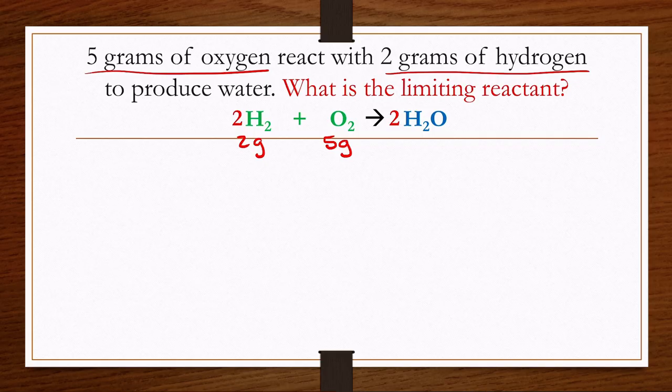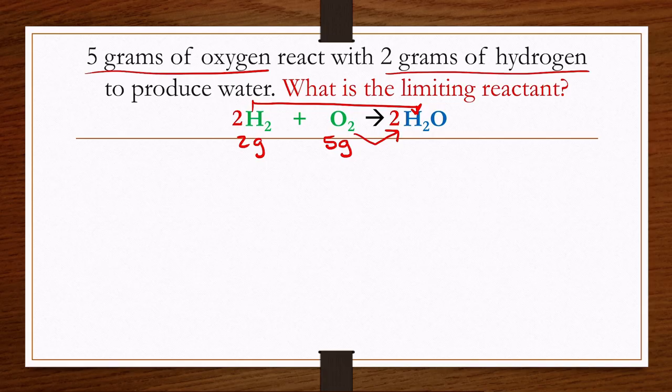And so my goal here is to set up one stoichiometric calculation for each of these reactants. And I'm going to be calculating what the theoretical yield for water is going to be for both of these reactants. And the reactant that produces the smallest amount of water is going to be our limiting reactant. All right, so let's go ahead and set these up.